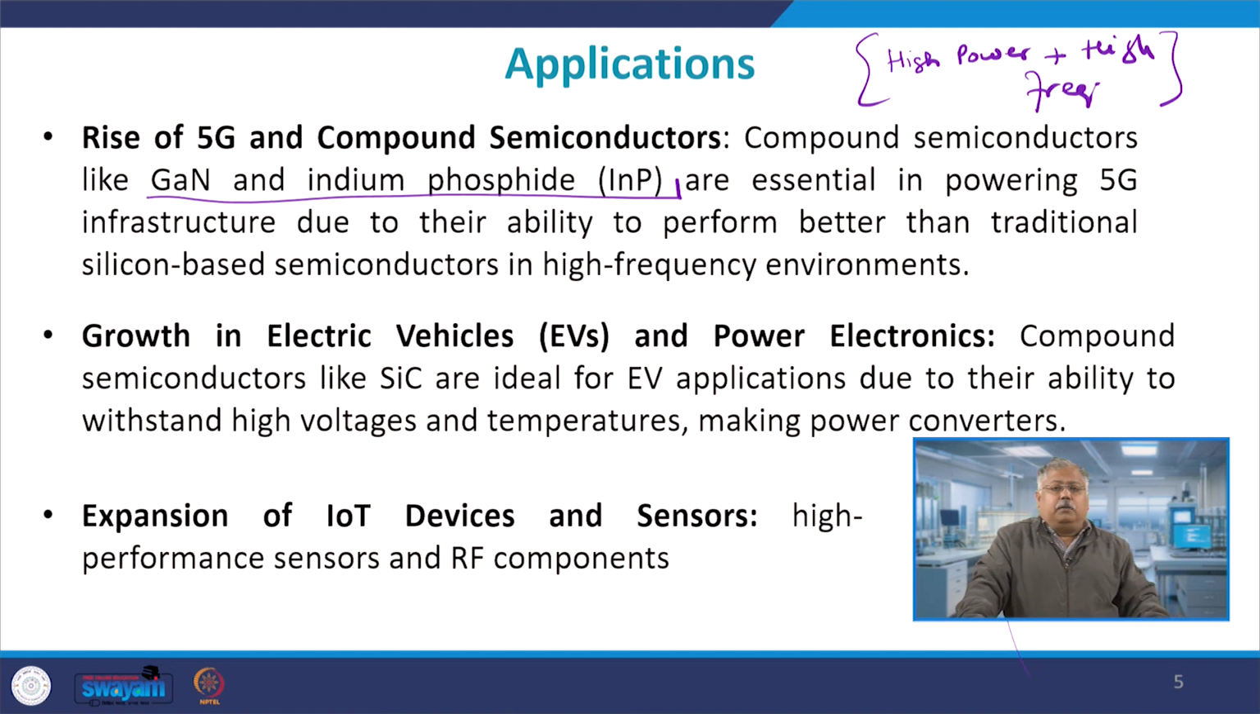With the advent of electric vehicles, both domestically as well as in international markets, compound semiconductors like silicon carbide are an ideal material for EV application, because it can withstand high voltages and temperatures, right? And they are also used for power converters. Because of the requirement of high end IoT devices and sensors, high performance sensors and RF components are also being used by 3-5 semiconductors.